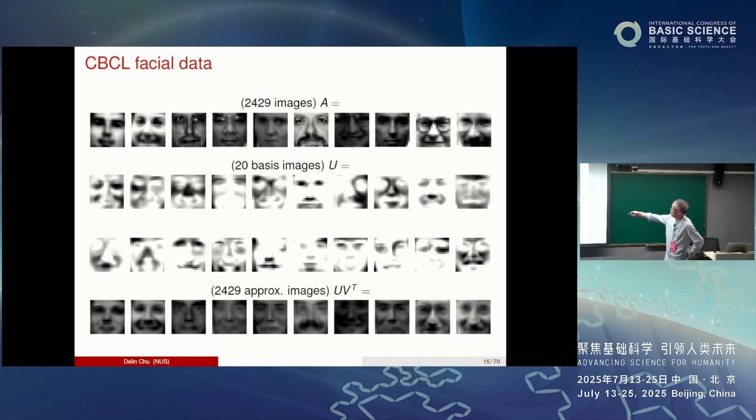This is the original data set. Then this line is the 20 basis images. Then this line, we get the approximate image UV transpose. For this example, because we choose R equal to 20, the approximation looks acceptable. Whereas if we increase R, then we get a better result.